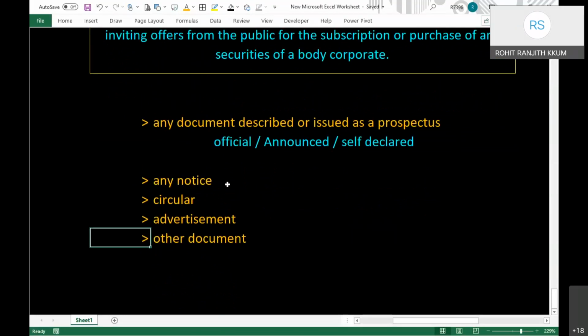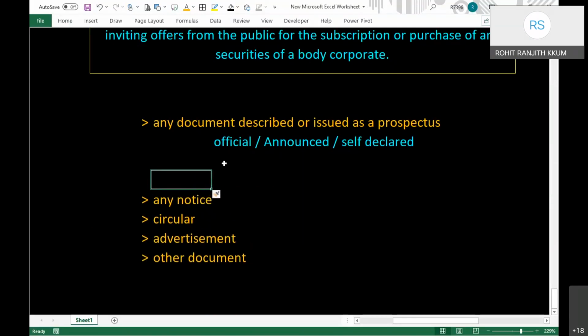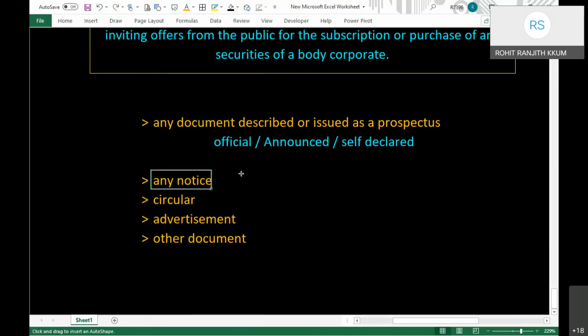So come on, students, you can't say that other than the declared prospectus there cannot be a prospectus. No, it's not like that. Any notice can be a prospectus, any circular can be a prospectus, any advertisement can be a prospectus, any other document can be a prospectus, provided it satisfies the conditions. Now, what is it trying to say? Let's learn about it. What are those conditions?